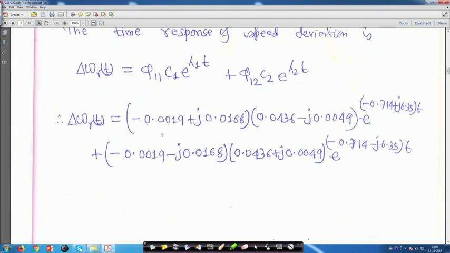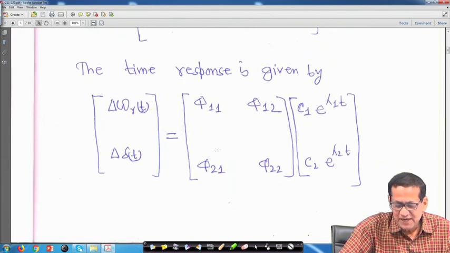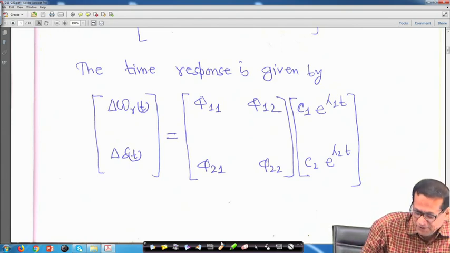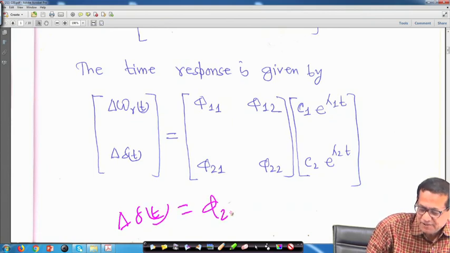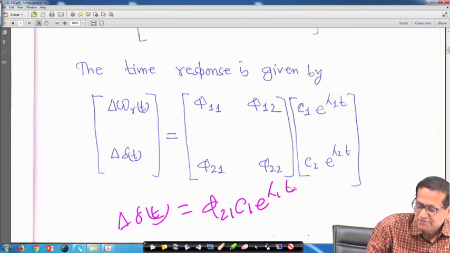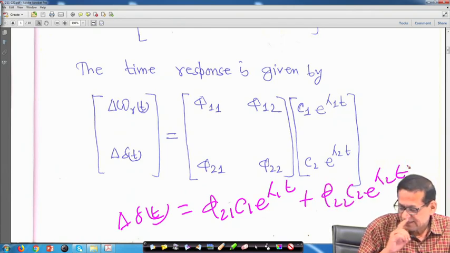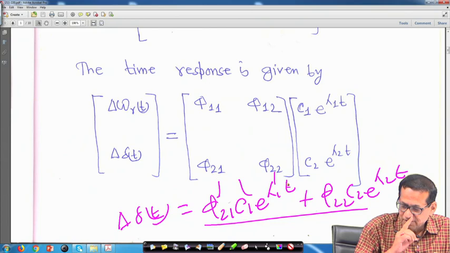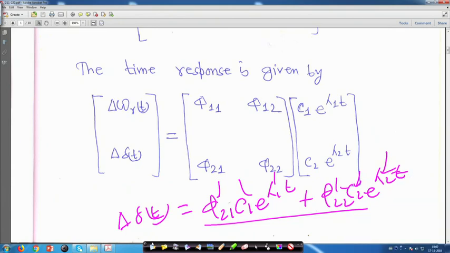Similarly, from this equation, delta x(t) is equal to phi 1 C 1 e to the power lambda 1 t. I have given the final form only, but if I write it out, delta x(t) will be phi 1 C 1 e to the power lambda 1 t plus phi 2 C 2 e to the power lambda 2 t, right. So, if you put the phi 1 value, C 1 value, lambda 1 value, phi 2 value, C 2 value and lambda 2 value, then you will get the response for delta delta, right.